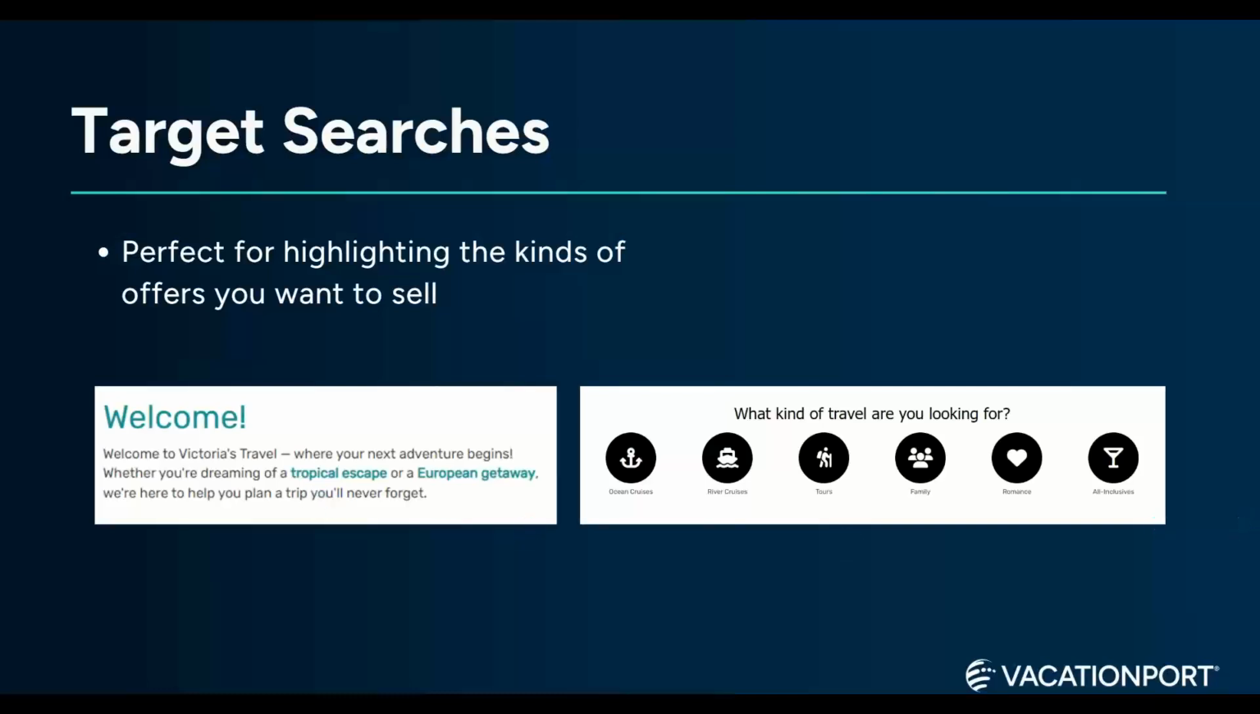You can also highlight different kinds of travel. Someone might be interested right from the homepage. So what kind of travel are you looking for? Ocean cruises, river cruises, tours, family, romance, all inclusive. You can kind of guide the user or the visitor to other kinds of offers as well, just to give them some inspiration. And again, these will lead directly to offers in the system based on the target search that you created.